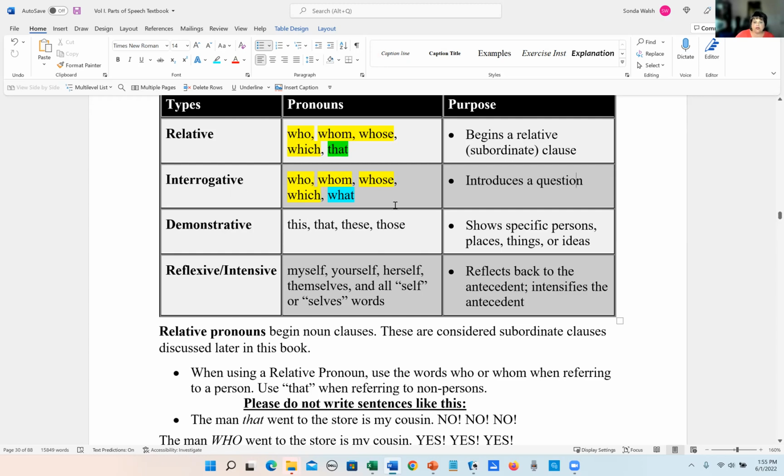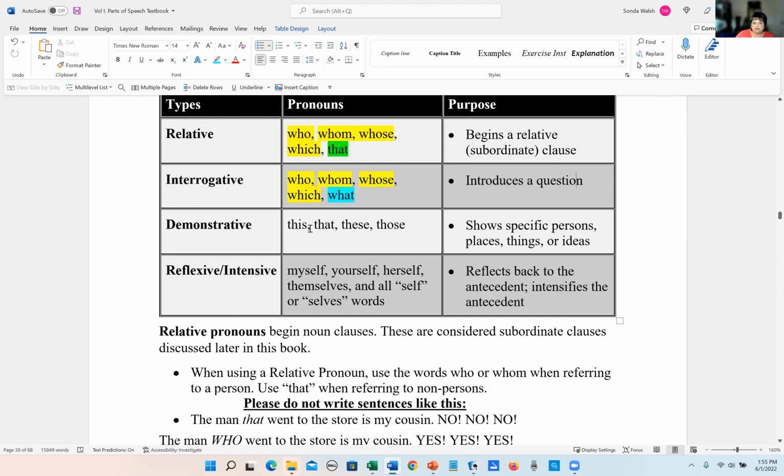So we could say, who is your mother? For whom did you buy that jewelry? Ooh, whose new car is that? Which one of those dresses are yours? What are you doing tonight? Those are interrogative pronouns. They just ask questions.